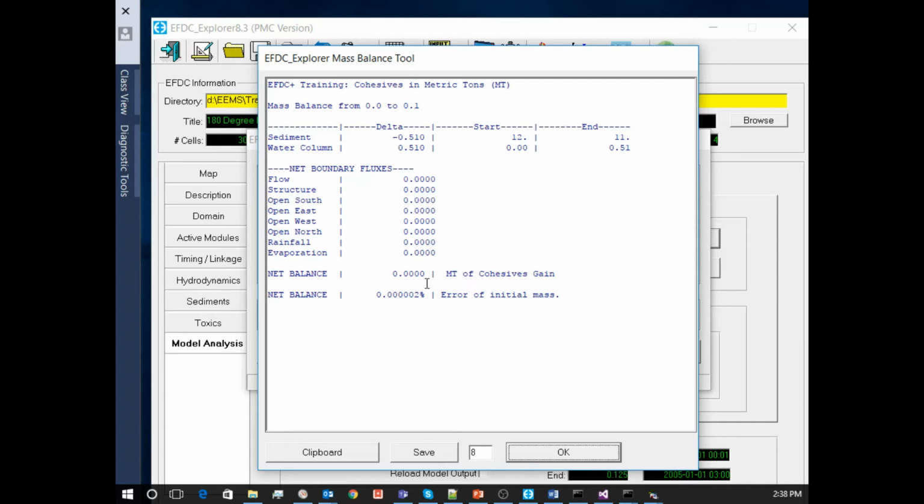But these may not be zero. Your flow, this is the total metric tons of sediment coming in at your flow boundary or going out. If it's negative, it's going out. If it's positive, it's coming into the system. But down here, this net balance is looking at all the individual boundary conditions, how much is coming in and going out, what we started with, what we ended up with, a sum of all your ins and outs, and then whatever is left is your mass balance error.